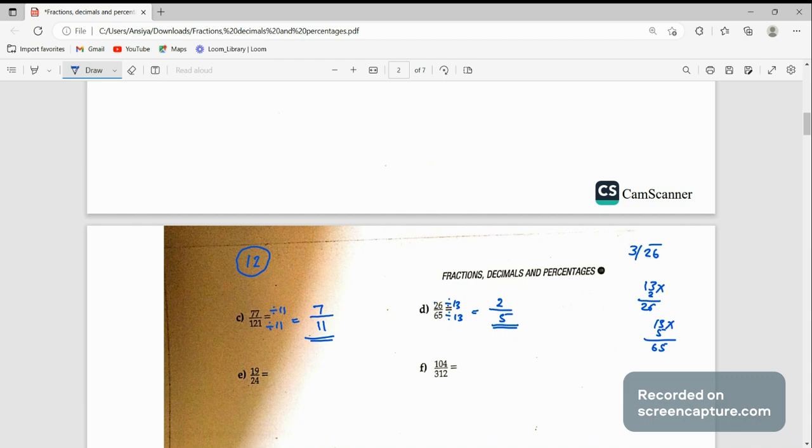And now this one, 19 and 24. 19 is actually a prime number. What we normally do is we check divide by 2. Is it possible? No. We will do divide by 3, 4. We will check all the numbers. Okay, that's the normal process. But the trick here is 19 is a prime number. We cannot divide 19 by any numbers. So this itself is the simplified form. We cannot simplify it more.